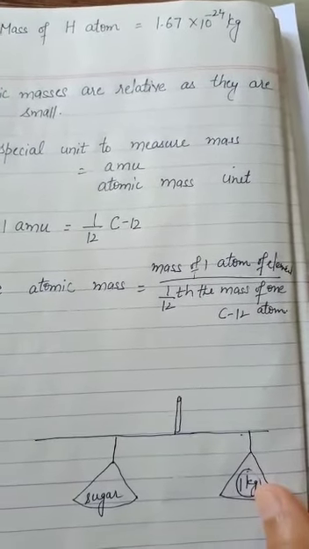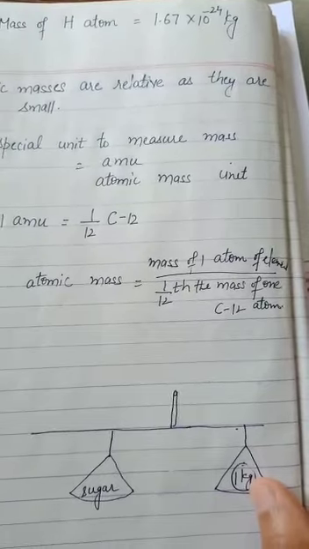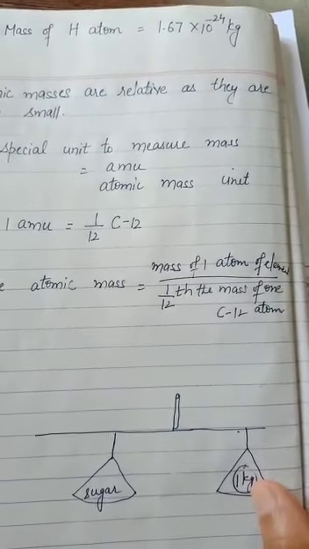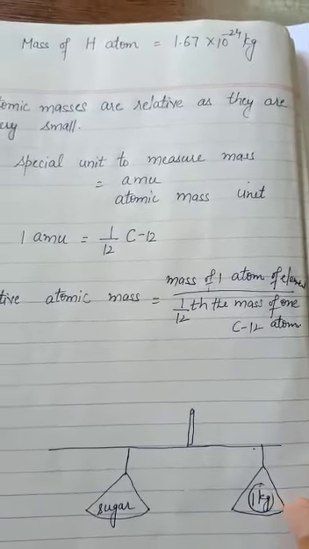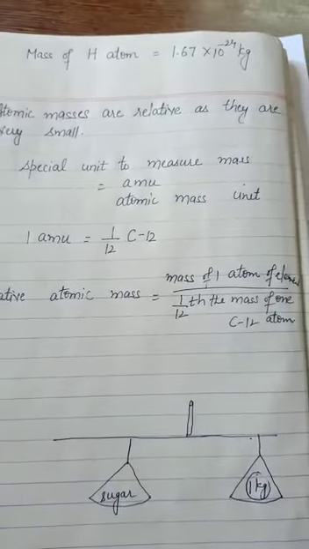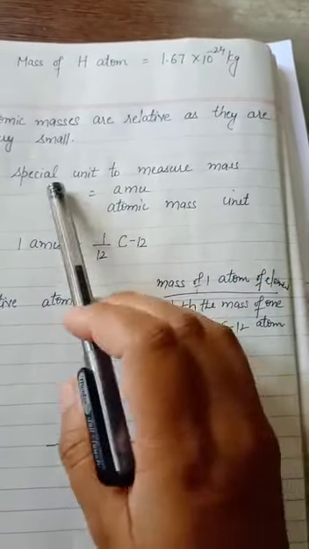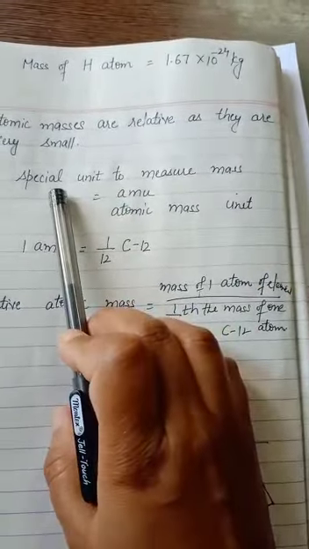At that time there was no proper technique to measure mass, so they just measured mass relative to another mass. They used a special unit, AMU, that is atomic mass unit.